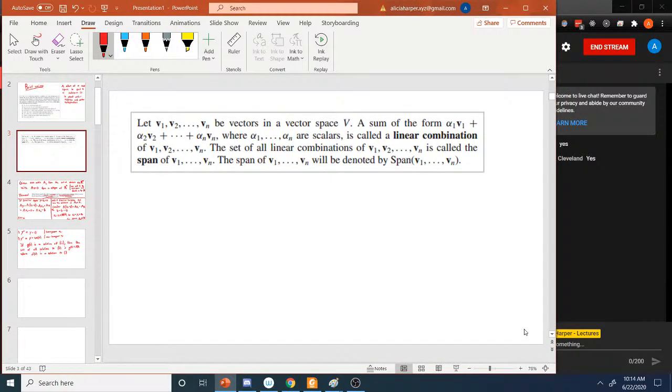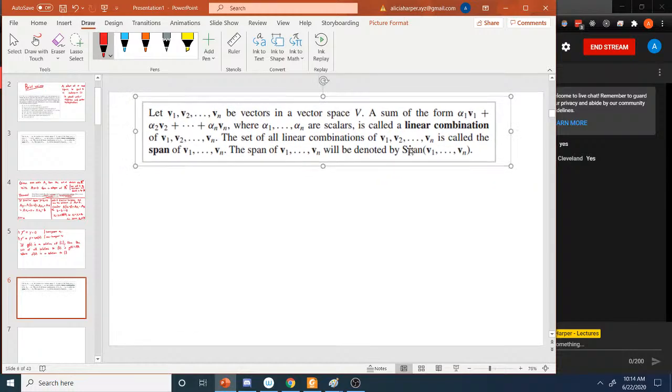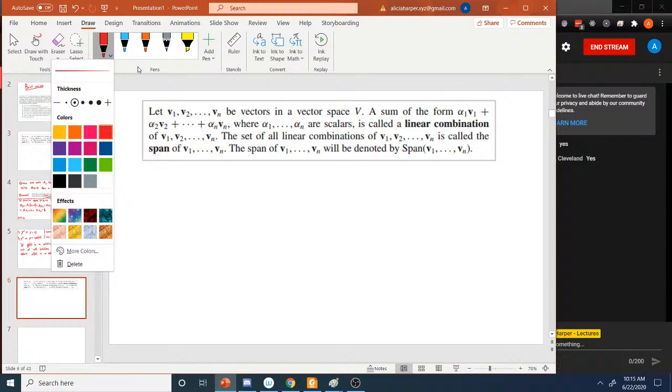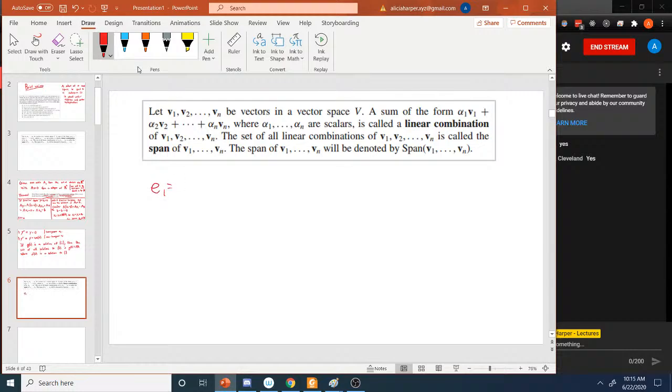So I want to talk about span. And I want to look at two different examples. So here's one example. What if we look at the vectors e1, so this will be the column vector with 1, 0, 0. e2 will be the column vector with 0, 1, 0. e3 will be the column vector with 0, 0, 1.